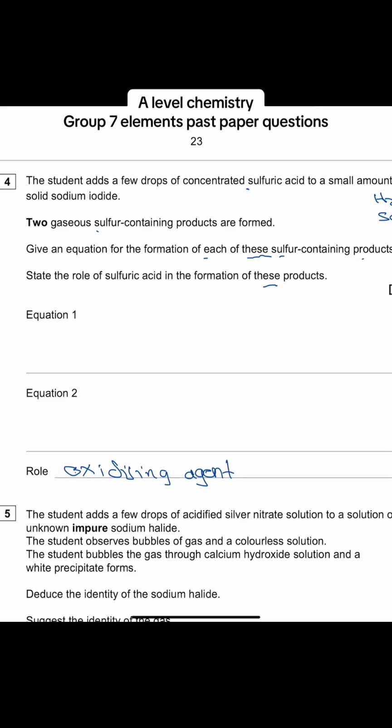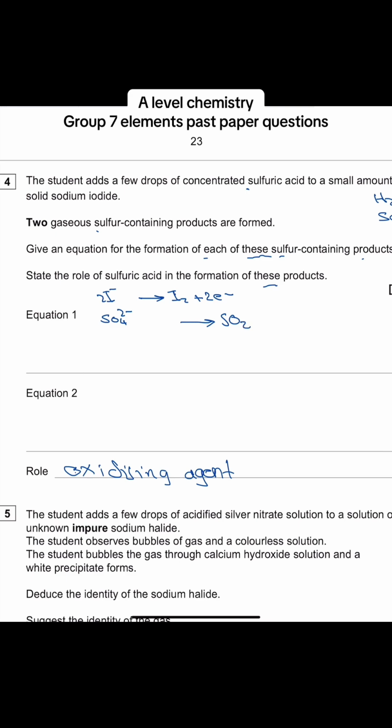So first of all, the first one is the iodide. Two of the iodide will be oxidized to give iodine and two electrons, while the sulfate itself is going to be reduced to give sulfur dioxide. Now we need to balance this one.